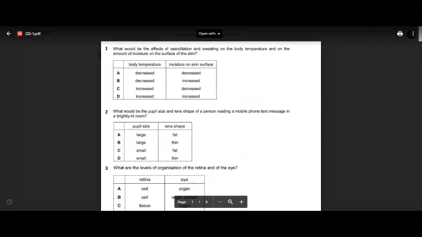Today I want to discuss one topical question, past paper questions about the next chapter in your book, which is very, very important: chapter 14. One part of it is about homeostasis. Chapter 14 is all about coordination and response. So we'll start with the first question.